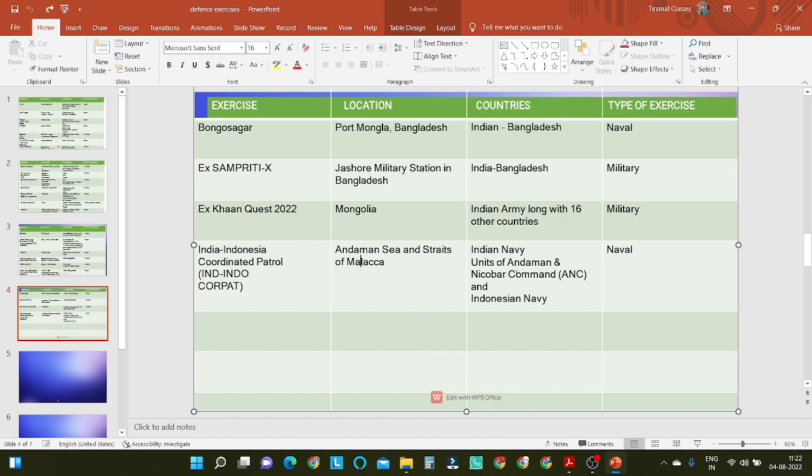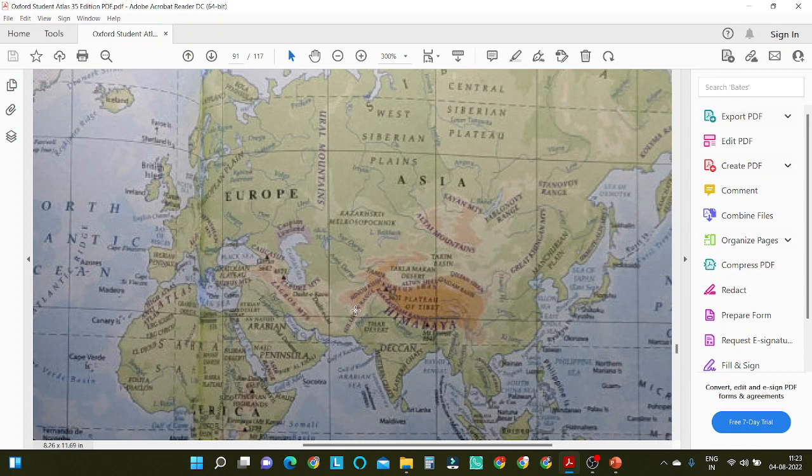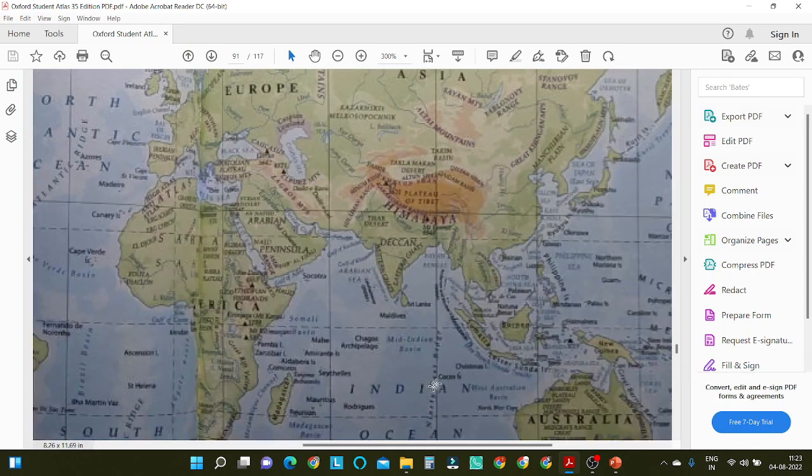The countries involved are India and Indonesia. The name itself indicates that India and Indonesia are involved in this. It is also a naval type of exercise because it is taking place in the Andaman Sea and Malacca Straits. It is obviously a naval type of exercise. We have Indonesia here, this is the Indian Ocean group of islands, and we have Malacca Strait here. So point to the location of Malacca Strait and Andaman, everyone knows the location of Andaman Sea. So Malacca Strait is also very important, and note the countries present in this region.